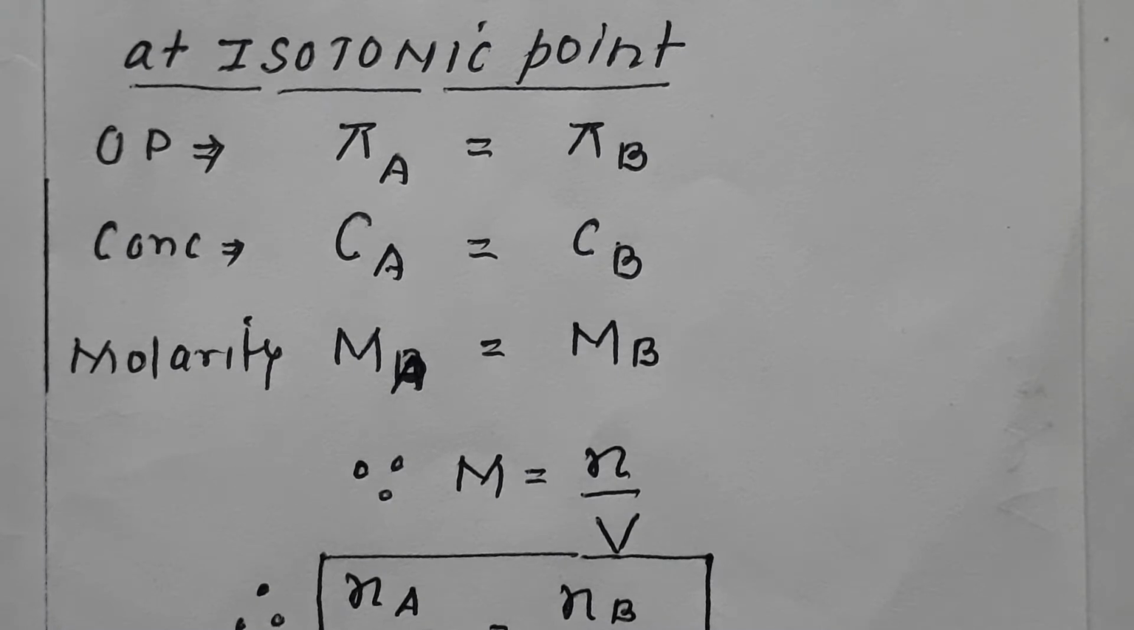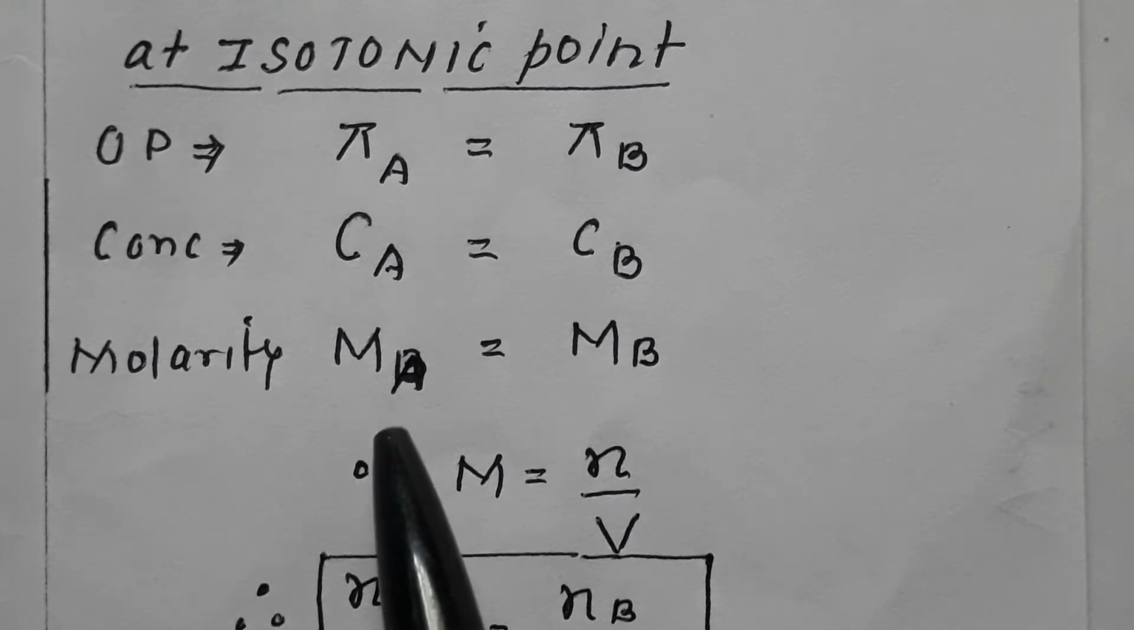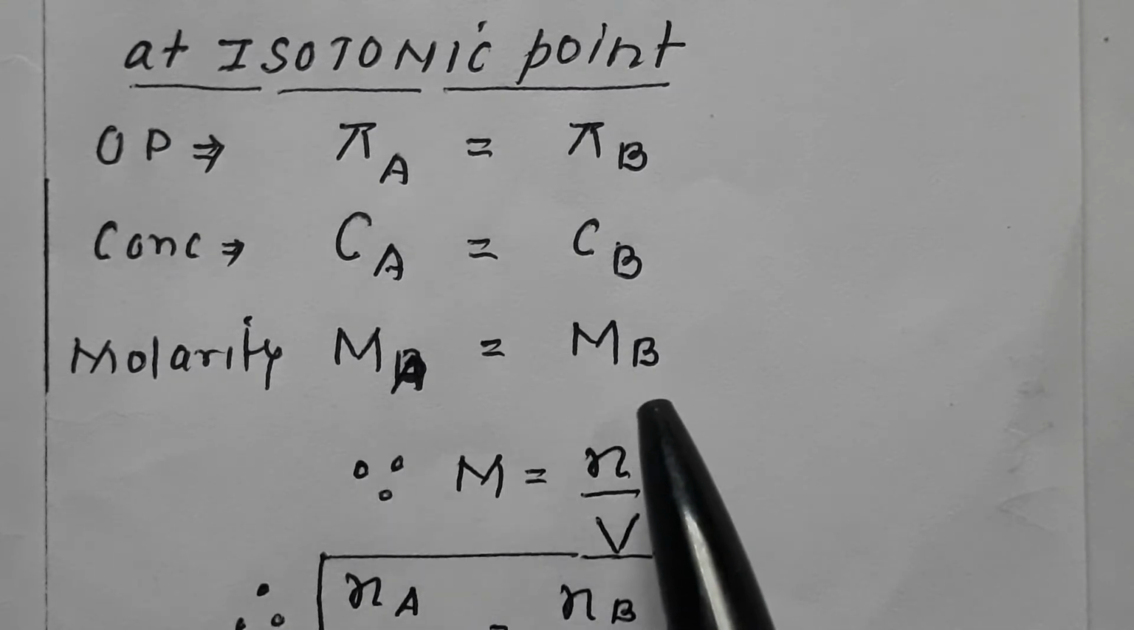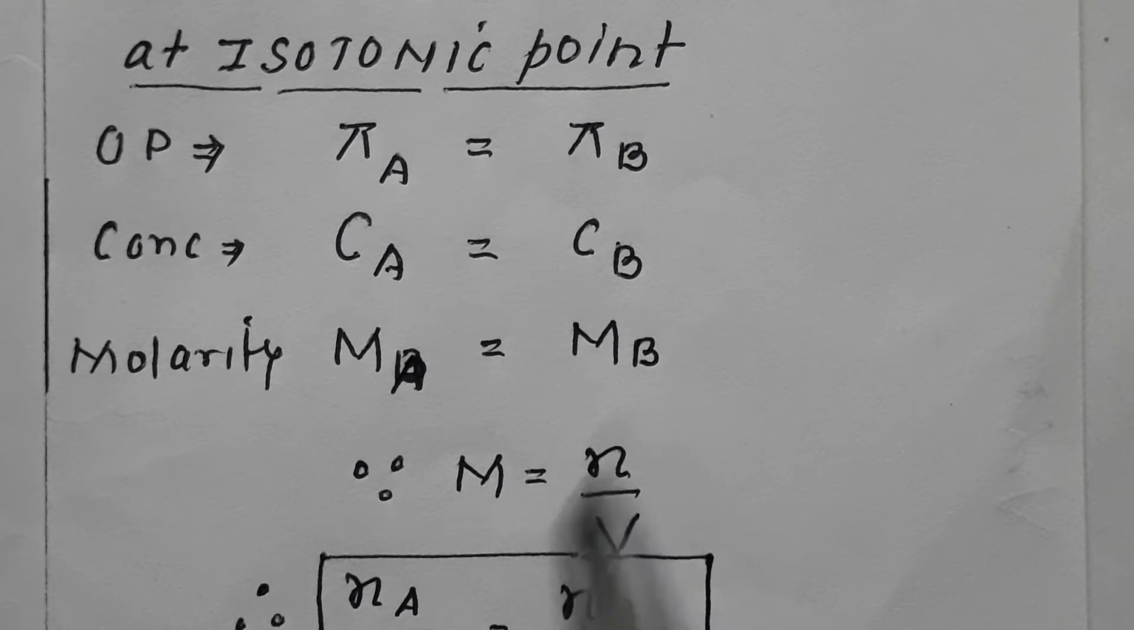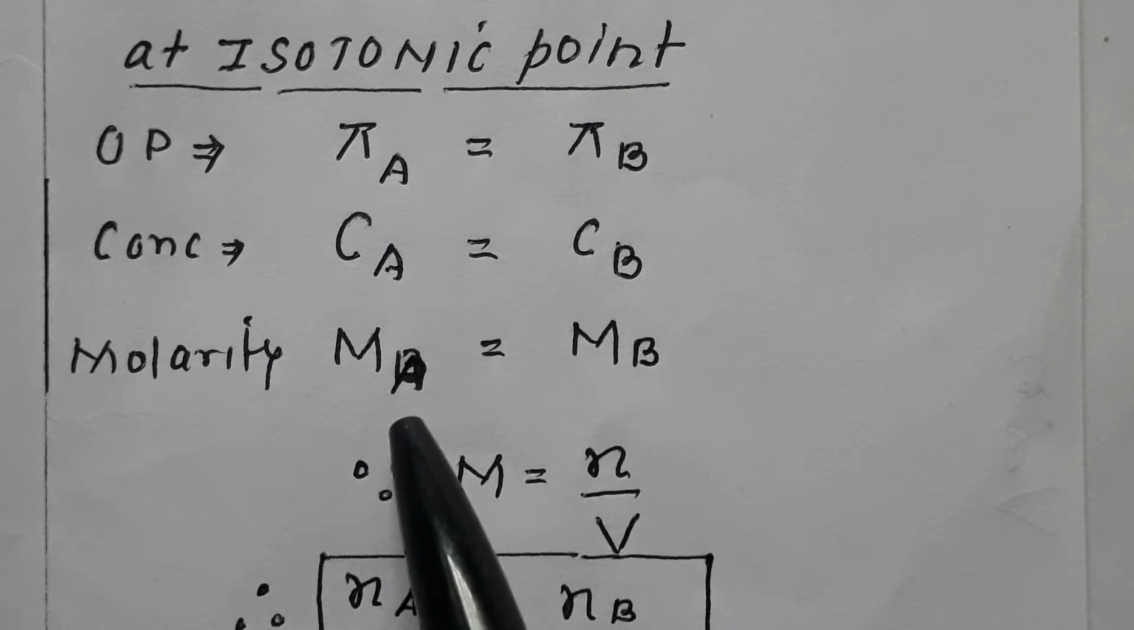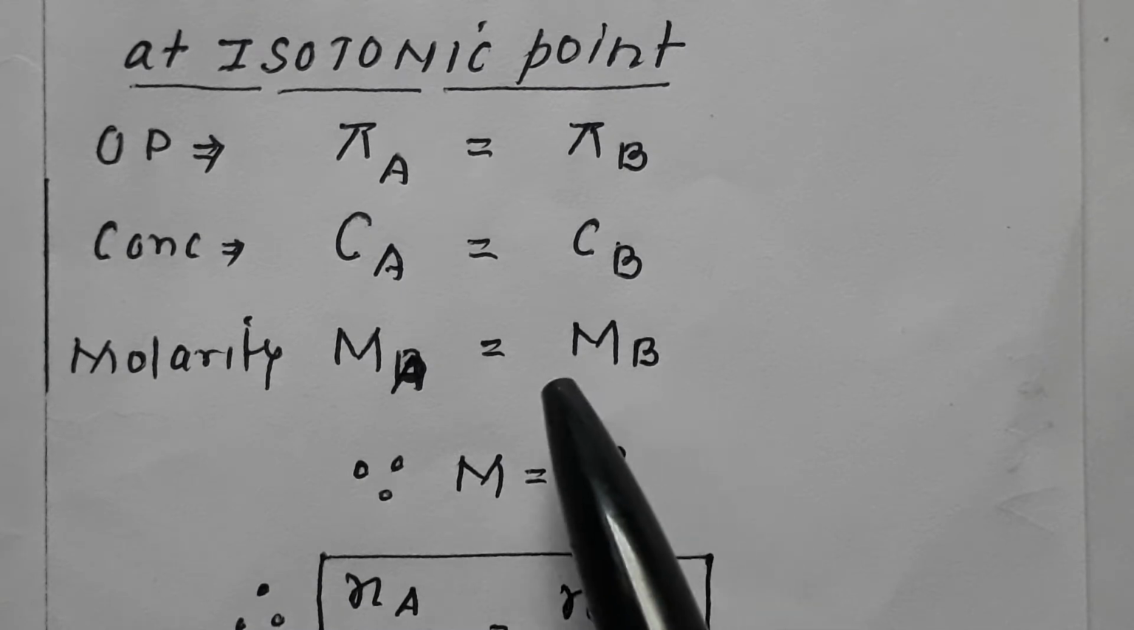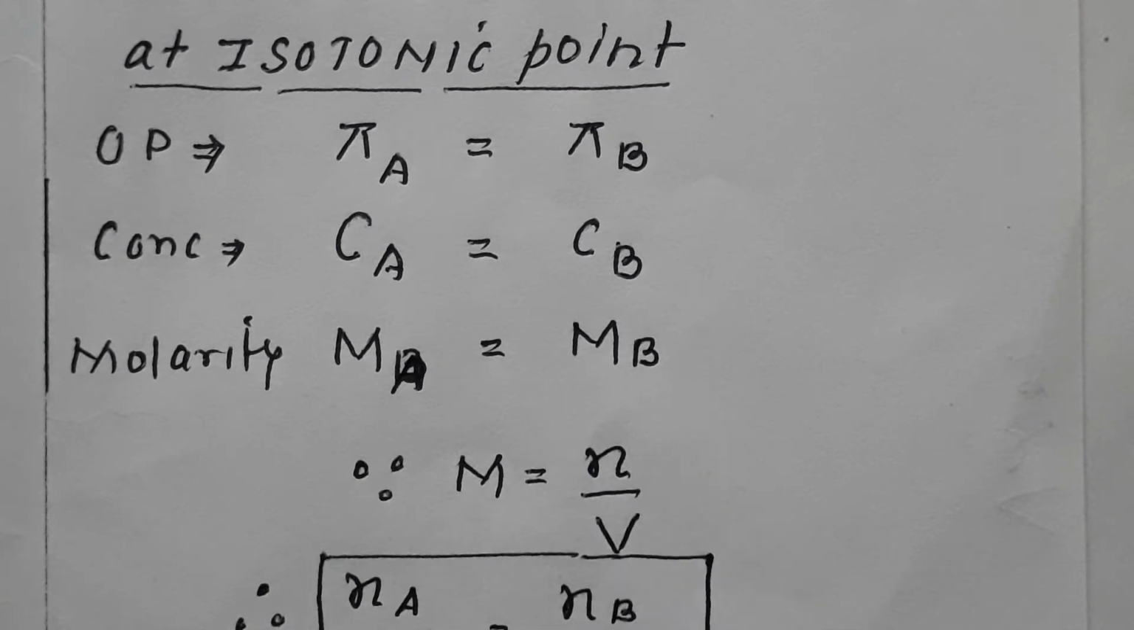Which concentration? There are various representations of concentration: mass percentage, molarity, molality, normality. But we use molarity because molarity is temperature dependent. So at isotonic point, the molarity of solution A, called Ma, becomes equal to the molarity of solution B, Mb. Ma is the molarity of A, and Mb is the molarity of B.